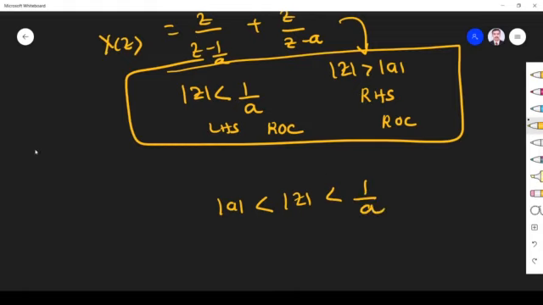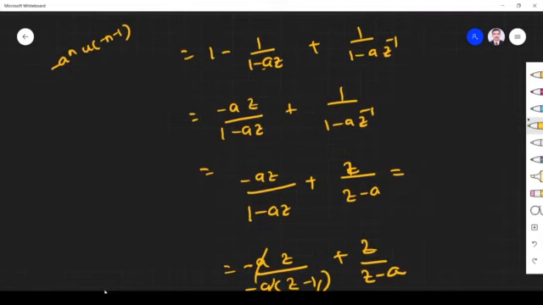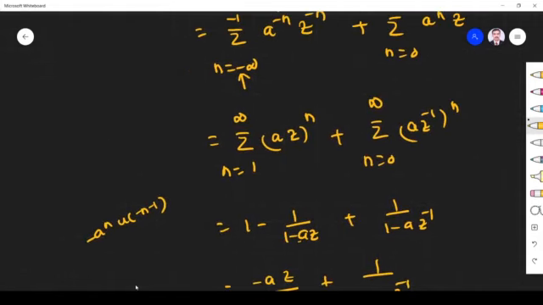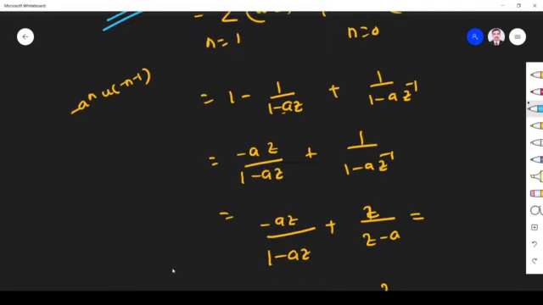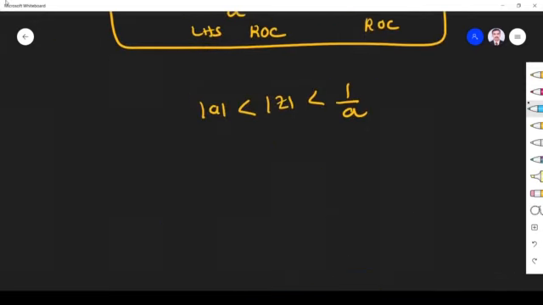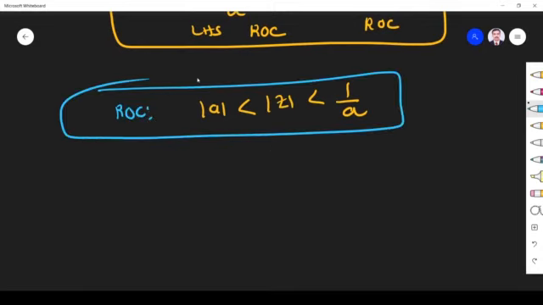Clear? So here you see this part is talking about left hand side. This part is left hand side area. We know this is left hand side minus. So for left hand side sequence, mod z must be less than that final answer, that is 1 by a. Right? So we get the answer like this. This is what ROC of the given problem. Right?